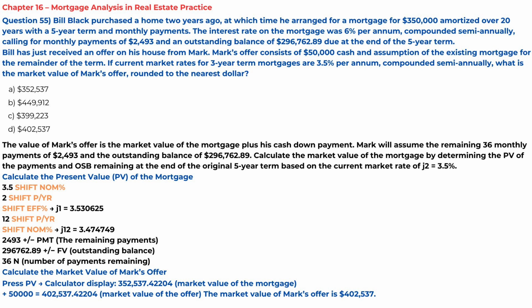Calculate the market value of Mark's offer. Press PV, calculator displays 352,537.42204, the market value of the mortgage. Add 50,000 equals 402,537.42204, the market value of the offer. Thus, the market value of Mark's offer is D, $402,537, rounded to the nearest dollar.